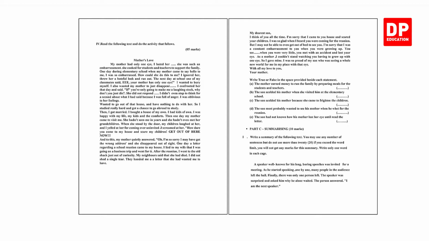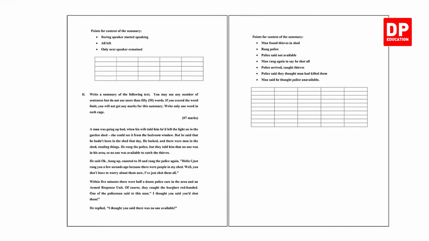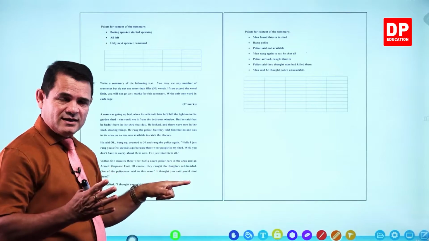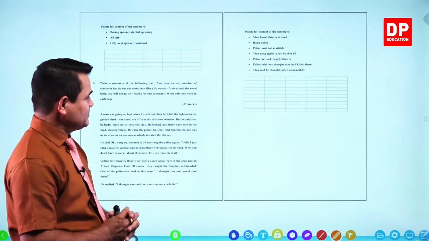And then again a text. Long paragraph. A text is given and some questions are asked from it. So that's how reading is tested. Then part C, summarizing. In all syllabus you get it, in new syllabus you don't have it.